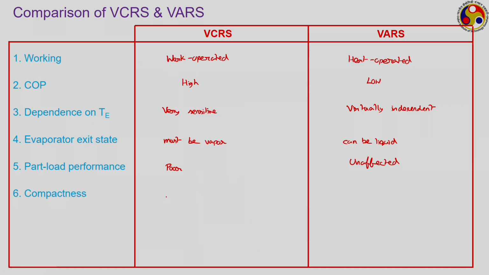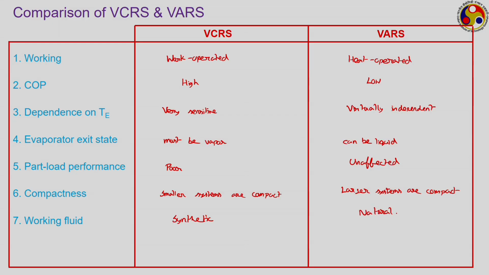Compactness. Now for small capacity system, smaller systems are more compact, whereas here the larger systems are more compact, because here we have two additional compartments in the form of absorber and generator. So, when you are talking about a smaller system, the system may be quite bulky compared to an equivalent VCRS. Working fluid, primarily we are using synthetic refrigerants here, whereas here we are using natural refrigerant in the form of ammonia or water vapor.